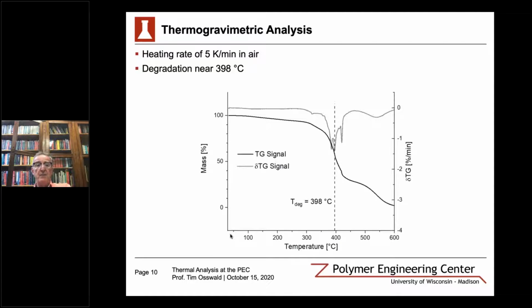So here's the result of the analysis. On the left-hand side is the mass of the sample. On the right-hand side is the change of the sample per minute, percent weight per minute, and we see here that we have a degradation temperature of around 398 degrees C, and that gives us an idea. There are, of course, some losses of volatiles and other things that occur here in this process.